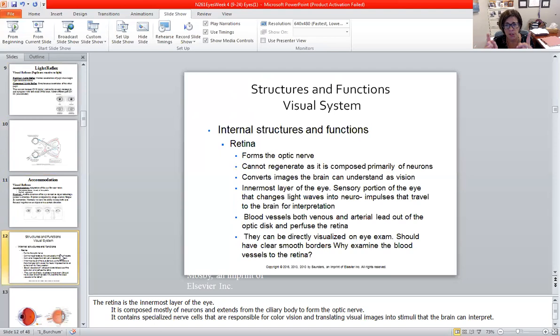So what happens is the retina actually converts images into something from the brain that you can understand as vision. It's the innermost layer of the eye, the sensory portion of the eye that changes light waves into neural impulses to travel to the brain for interpretation. It's actually fed by blood vessels, both venous and arterial, that lead out of the optic disc, and it perfuses the retina. They can be visualized on eye exam.